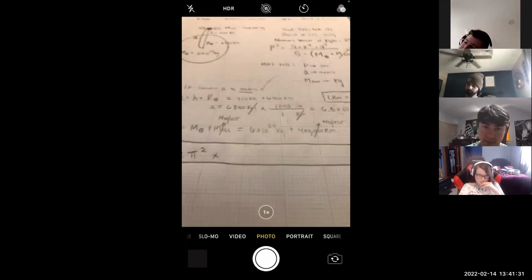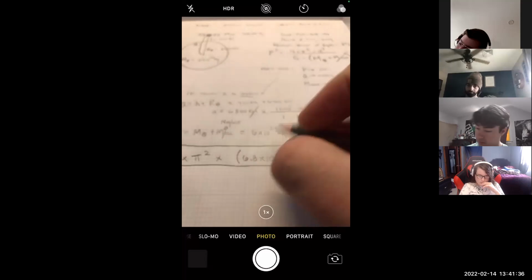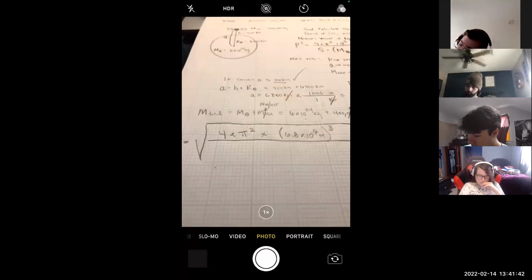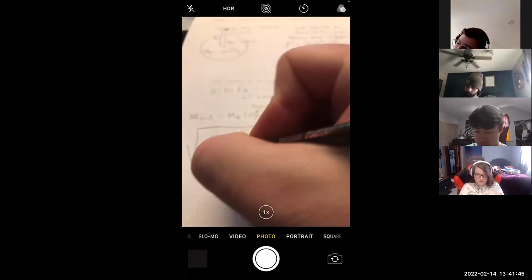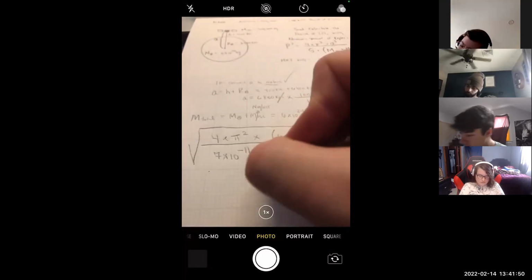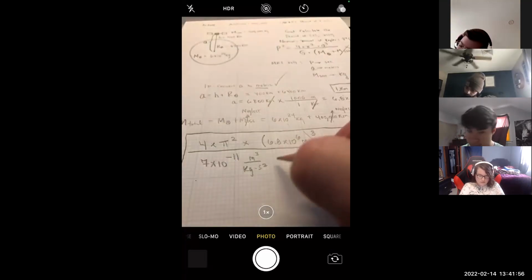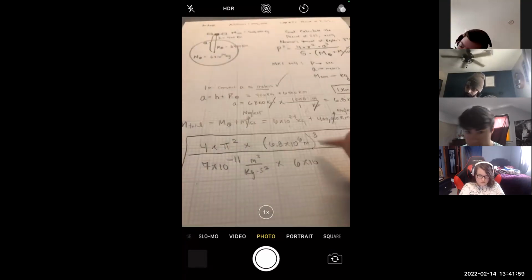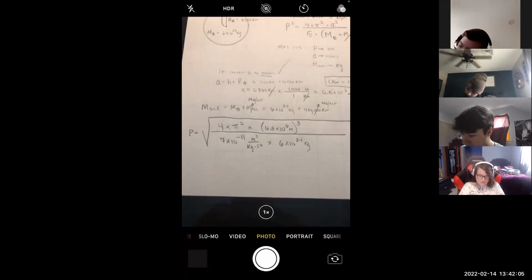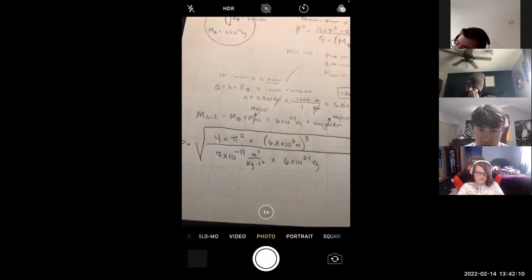So I'll do open parentheses, 6.8 times 10 to the 6 meters. That's got to be cubed, so we'll put that in parentheses. Divided by big G, 7 times 10 to the minus 11 meters cubed per kilogram per second squared, times just the mass of Earth, 6 times 10 to the 24 kilograms. Evaluating this is going to be a little bit tricky the first time around.